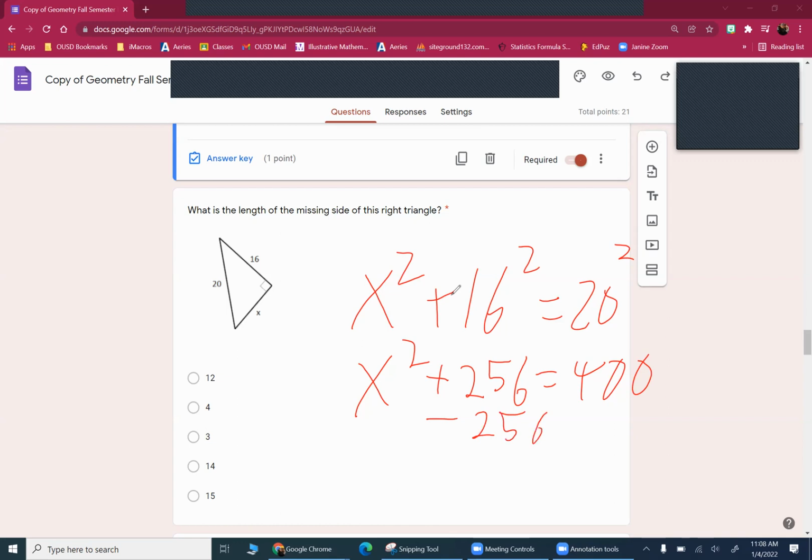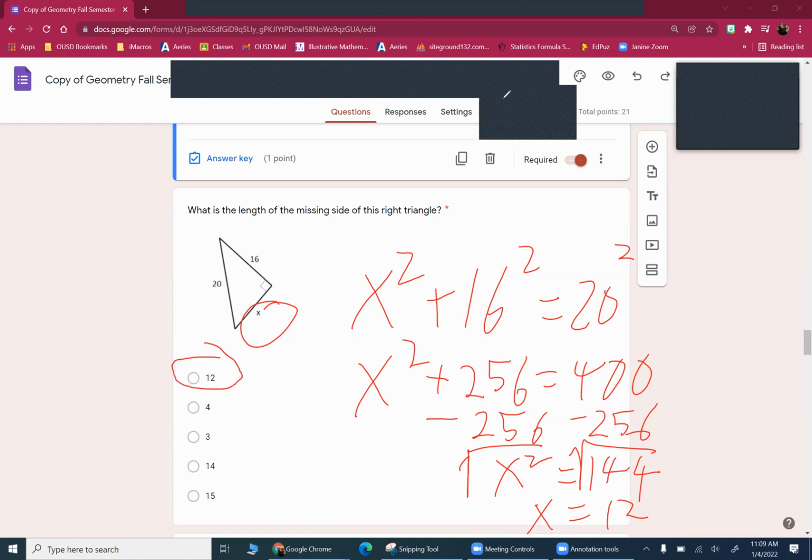If I accidentally get them on the same side, I'm going to get a number that doesn't make sense. It's got to be less than 20. If it's to scale, it's probably less than 16. So x squared equals 144. And then to undo the square, I take the square root. Those cancel each other out, but if I do it to one side, I've got to do it to the other. So x is equal to 12. And that is our answer.